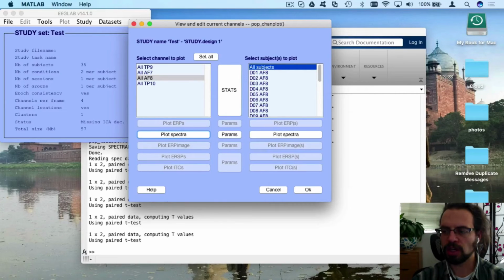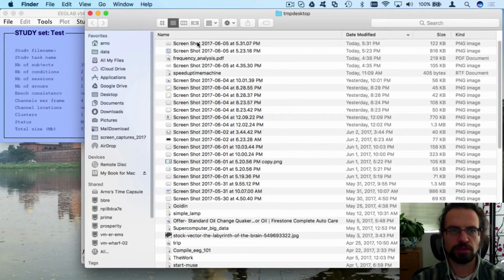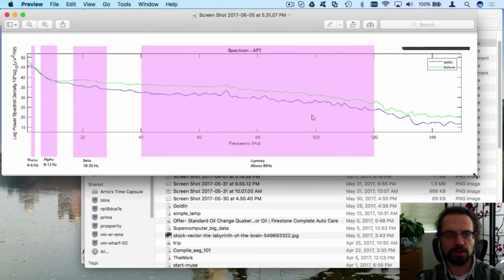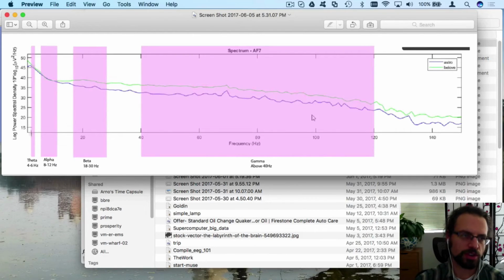The other thing I wanted to mention is I put this screen capture here. This is the frequency range. When you look at the power spectrum, you look in these regions: that's theta, this blue region, that's alpha. If one curve is above the other, you can say this is significant in the alpha frequency band. If this is a difference in this region, you can say this is significant in the beta frequency band. And if this is a difference in this region, you can say this is significant in the gamma frequency band.